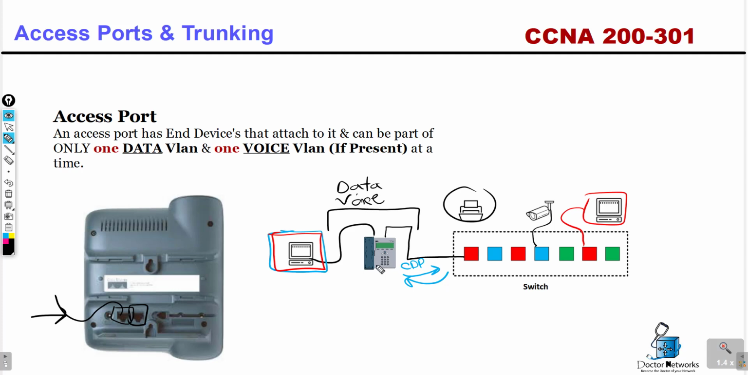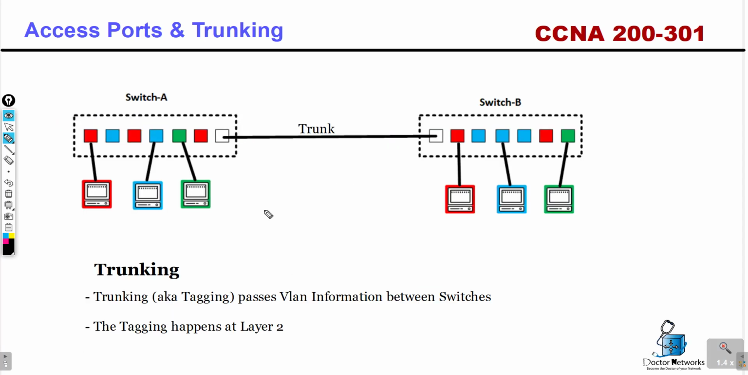So next up is trunking, and let's jump into that. Up till now we've been talking about a single switch, haven't we? What happens is this guy sends a broadcast. I'll say this is a red host, and it sends a broadcast. It gets received on all the red ports.